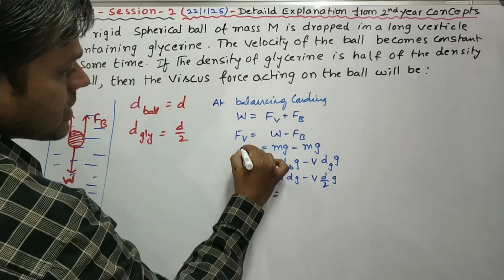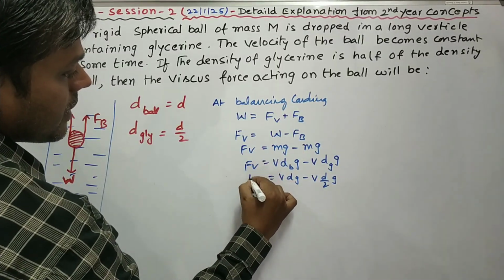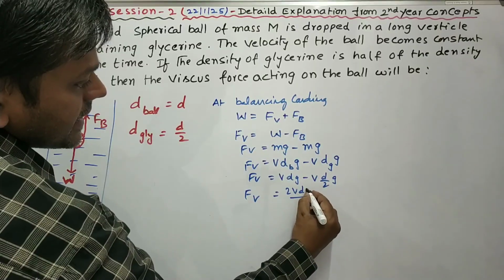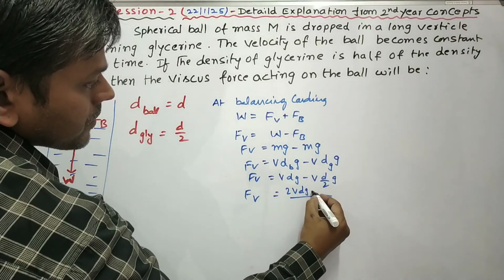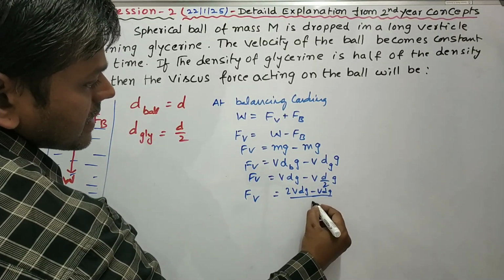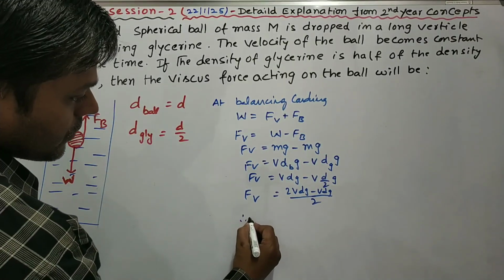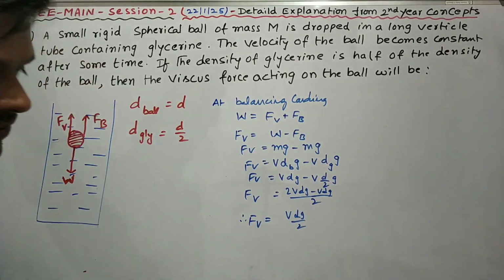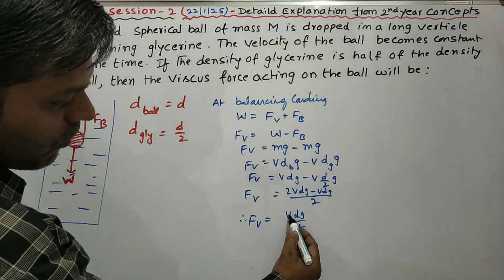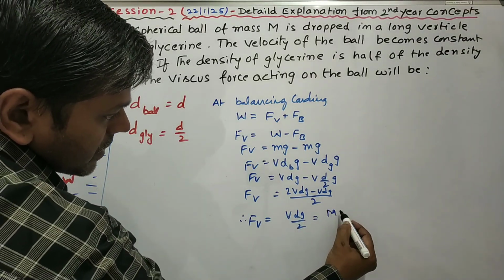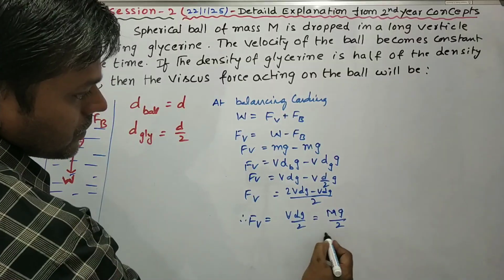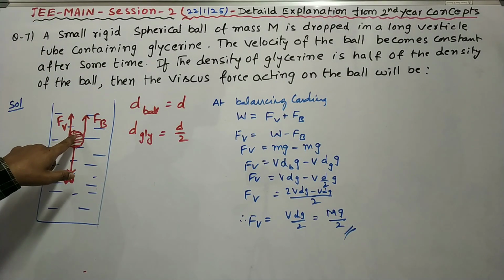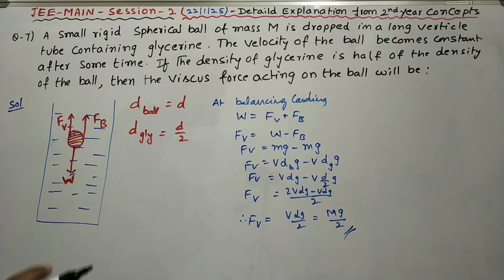So the viscous force Fv is equal to VDG minus VDG by 2. Therefore Fv is equal to VDG by 2. Now volume into density is mass, so it is nothing but mass into G by 2. So this is the viscous force acting on this small rigid spherical ball. That's it.